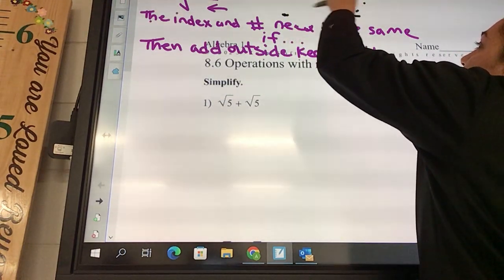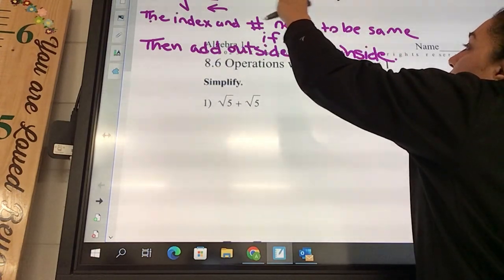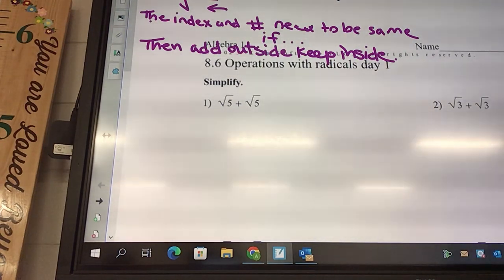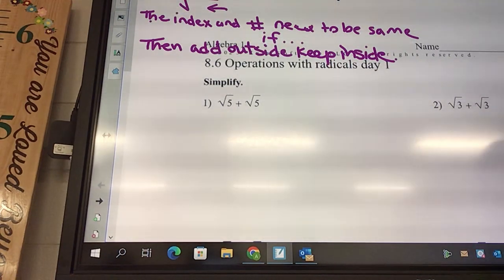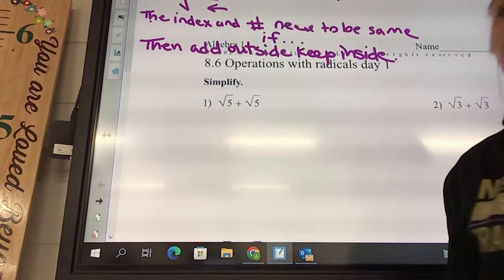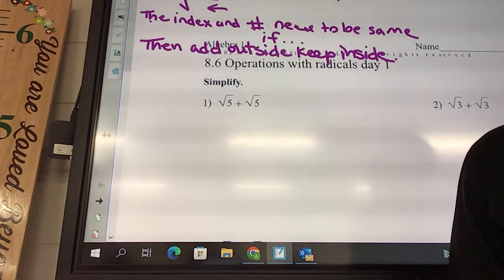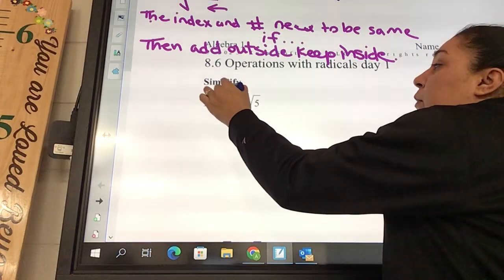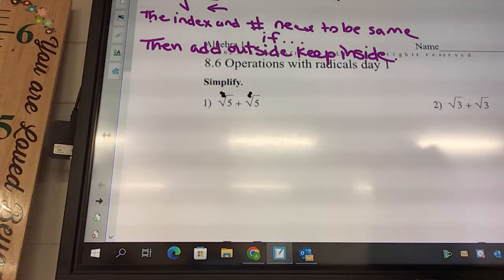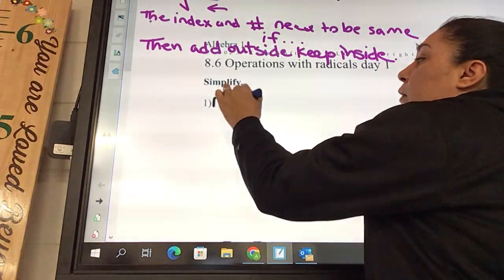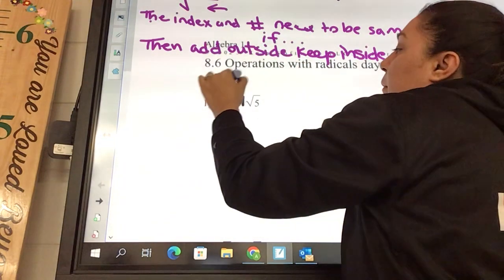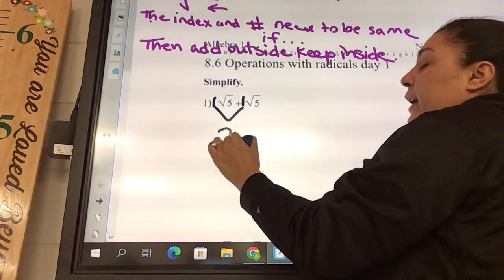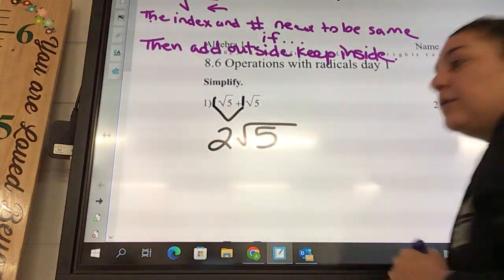Are the indexes the same? Yeah, they both are nothing, or 2. Are the numbers underneath the radicals the same? Yes, so that means we can add together the outside. And if there's no number on the outside, what is it? This is a 2, but we're talking about the coefficient, the big number. A 1. So it's a 1 here and a 1 here. Then we can go ahead and add the outsides. So 1 plus 1 is 2, and keep the inside, which is the square root of 5.